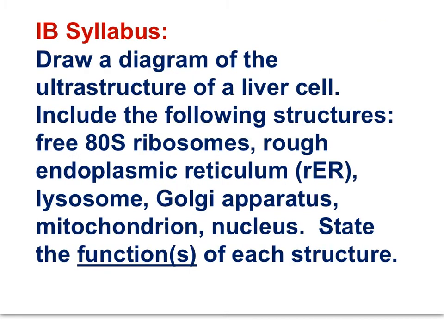Here's the first IB syllabus statement that provides the focus of this movie. Draw a diagram of the ultrastructure of a liver cell. Include the following structures: free 80S ribosomes, rough endoplasmic reticulum, rough ER, lysosome, Golgi apparatus, mitochondrion, nucleus. State the function of each structure. The specification of liver cells simply provides some focus on what type of eukaryotic animal cell to examine.